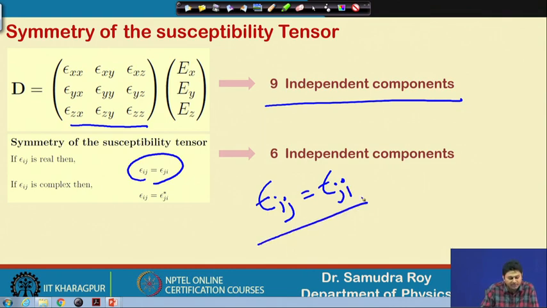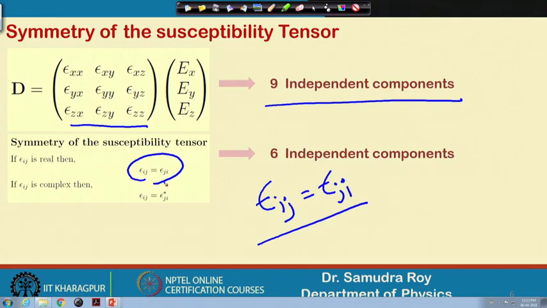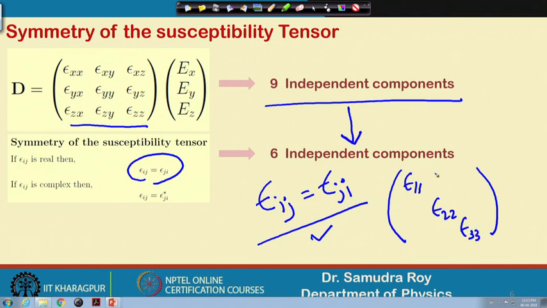Considering this is a real quantity; in case of complex, epsilon ij is equal to the complex conjugate of epsilon ji. So, that means they are forming some kind of Hermitian relationship. If the susceptibility tensor has this property, we can readily understand that these 9 components shrink to 6 different components. Whatever the values I have in the diagonal, say 1 1, 2 2, 3 3, they are different.